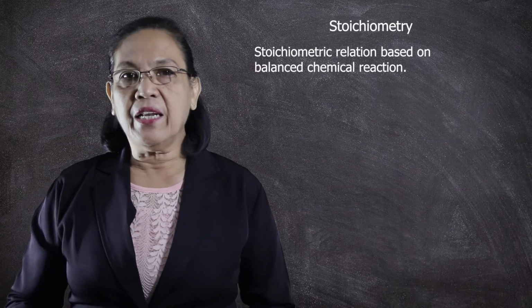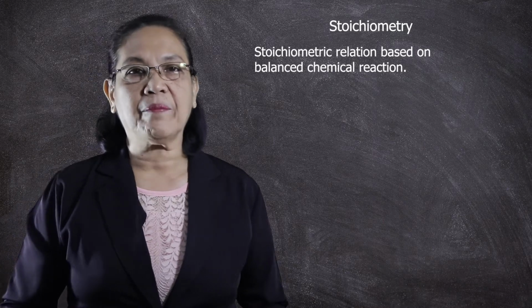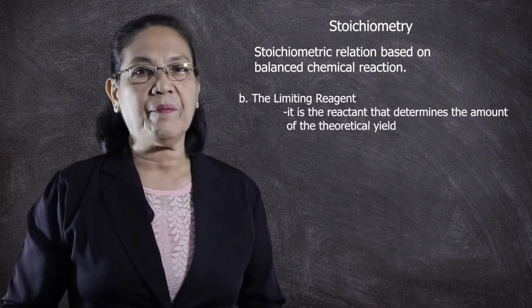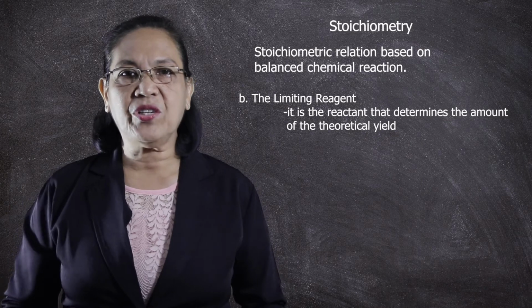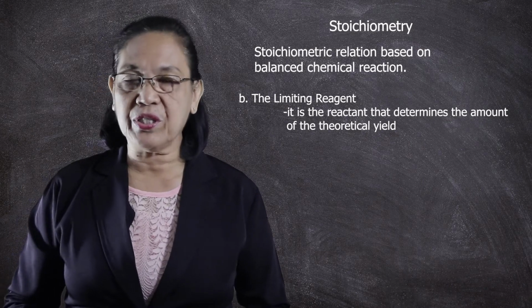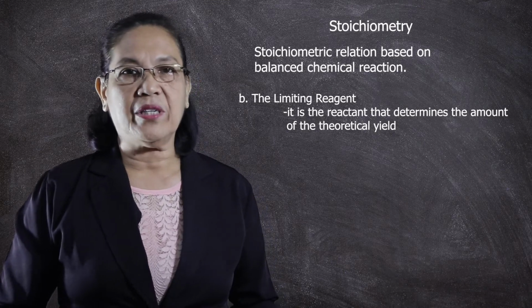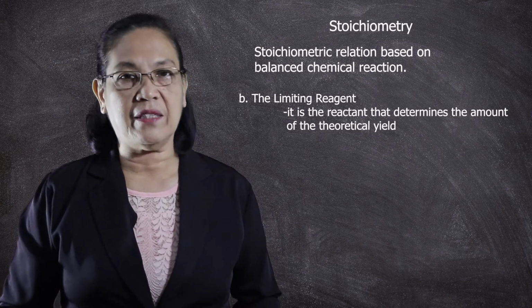Another stoichiometric relation which is based on the balanced chemical reaction is that of finding the limiting reagent. By the way, the limiting reagent is that reagent or reactant which is used up first in the chemical reaction. This reactant or reagent determines the theoretical yield.